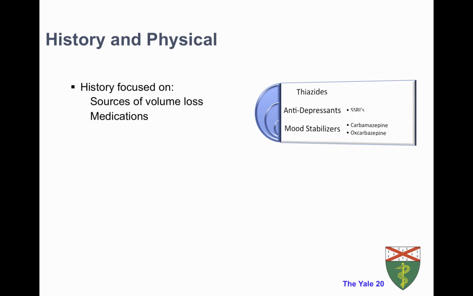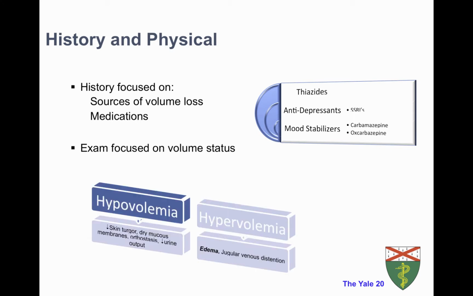It's also important to thoroughly review the medication list, as numerous medications are known to cause hyponatremia. Common offenders include thiazide diuretics, antidepressants, in particular SSRIs, mood stabilizers such as carbamazepine and oxcarbazepine, and some antineoplastic agents as well. For your exam, you should focus on volume status, looking for signs of hypo or hypervolemia, as discussed before and listed again below.